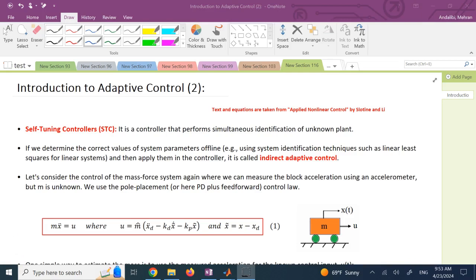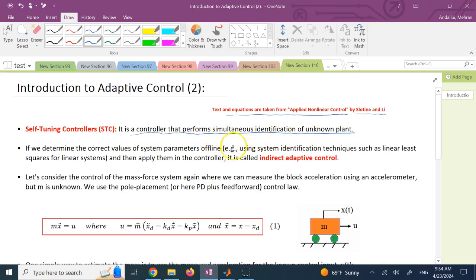And before I start, I need to mention that the texts and equations are taken from Applied Nonlinear Control by Slotine and Li. This is a very amazing book. So, what is STC? It's a controller that tries to perform simultaneous identification of the unknown plant. So that's basically adaptive control, right?